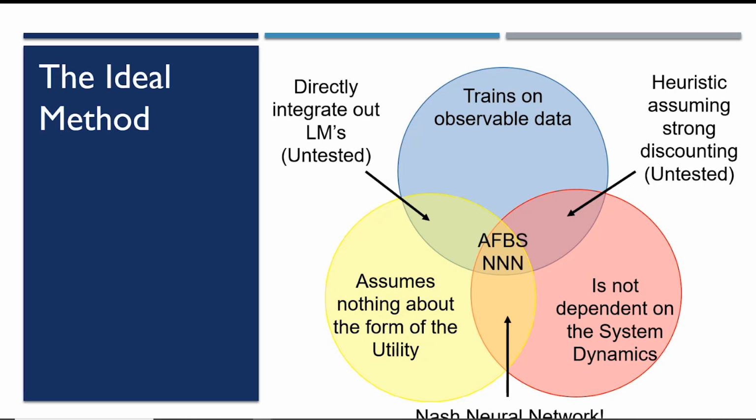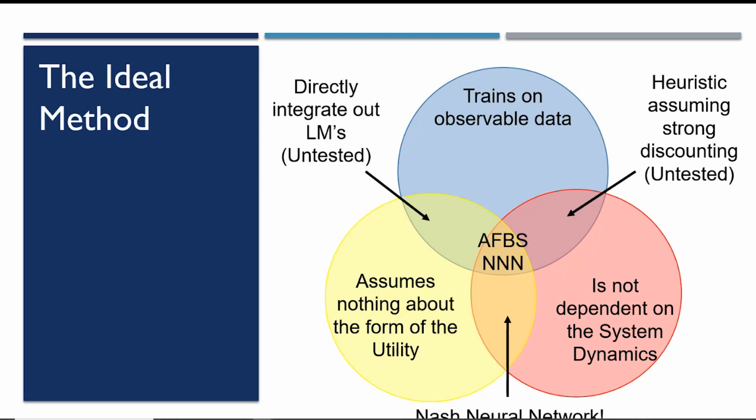But then the most recent one that we've come up with is one that hopefully falls right in the middle, which would be ideal if we could get it to work, which we've called AFBS-NNN, which stands for Adapted Forward Backward Sweep Nash Neural Network, because that's not a mouthful. So just briefly how we hope this method will work.